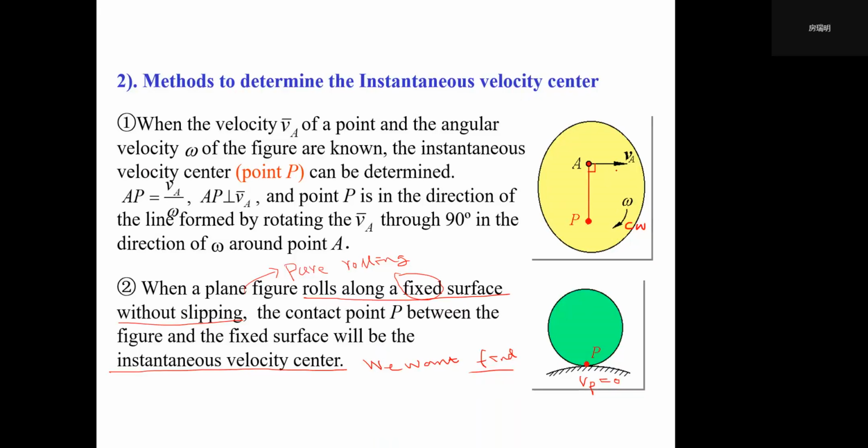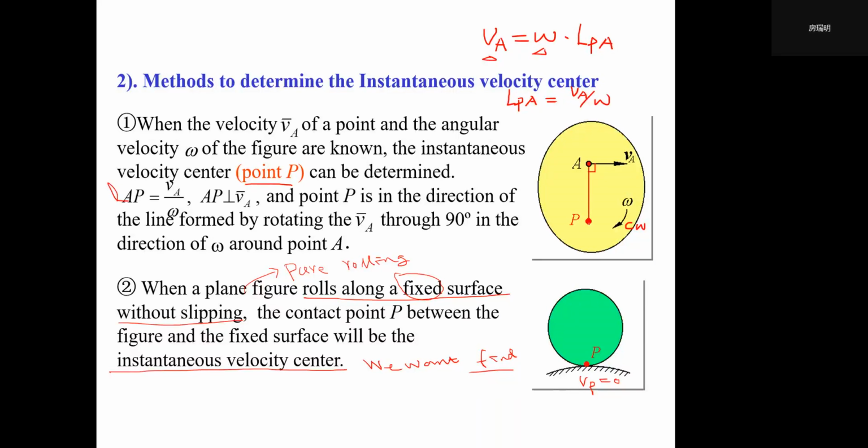So if we know a point's absolute velocity VA and we know its omega, magnitude and direction, then the instantaneous velocity center point P can be determined. AP equals VA over omega. I hope you guys can understand. Let's assume we know the position of instantaneous point P is here. Then VA has to equal omega times the length PA, that's LPA. Because we know VA and omega, LPA will only equal VA over omega.